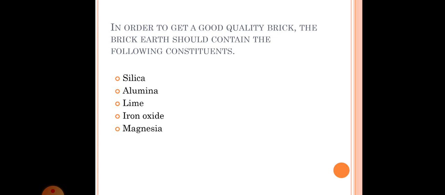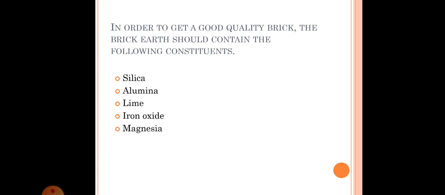Now coming to the next constituent, that is magnesia. A good brick earth should contain a small quantity of magnesia, about 1% only, and magnesia imparts the yellow tint. So you can see that there is a yellow tint for the bricks that is imparted by the presence of magnesia, and it is again responsible for reducing the shrinkage of the bricks, and excess of magnesia will lead to the decay of the bricks.